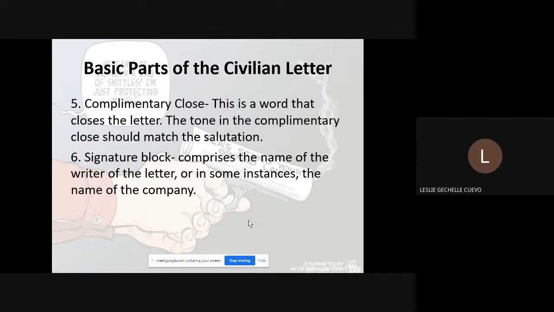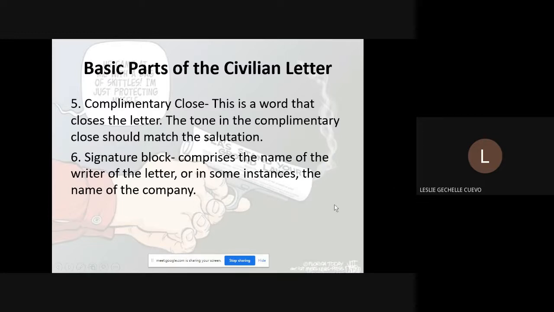And then, next is complementary close. So this is a word that closes the letter. The tone in the complementary closing should match the salutation. Kasi kung nag-dear ma'am or sir, dahil tunog respectful siya, kailangan ganun din yung ilalagay mong complementary closing mo. Respectfully yours. Hindi mo ilalagay doon na lovingly yours kasi hindi naman kayo close. Okay? So, kung ano nga yung tunog nung salutation mo, should also be the tone of your complementary closing.